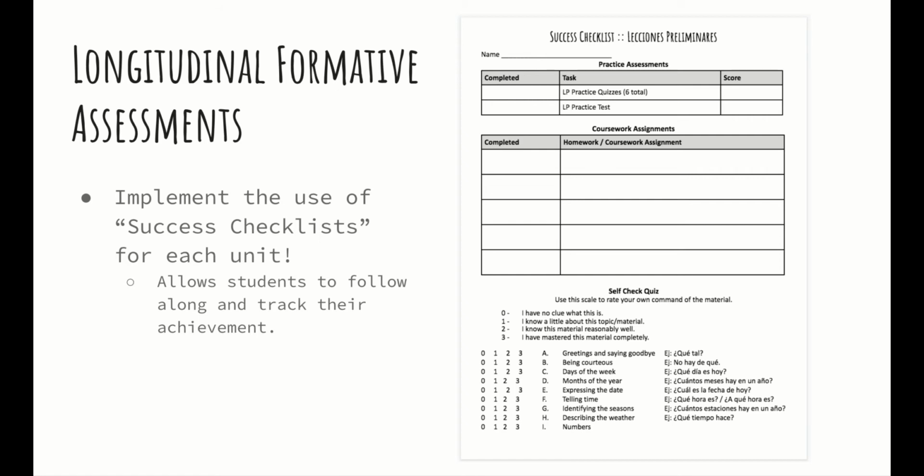And then at the very bottom, before the assessment, students can work through this self check quiz. These are the questions and the topics that are going to be on the first unit. How do they rate themselves? Are they a 0, I have no clue what this is, or are they more I have mastered this material completely? And where do they lie in between?